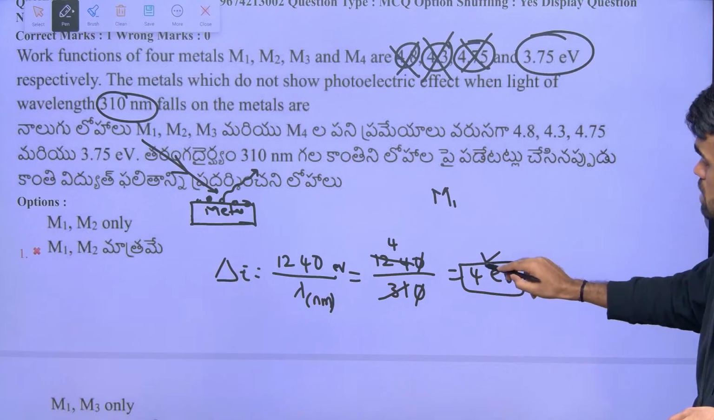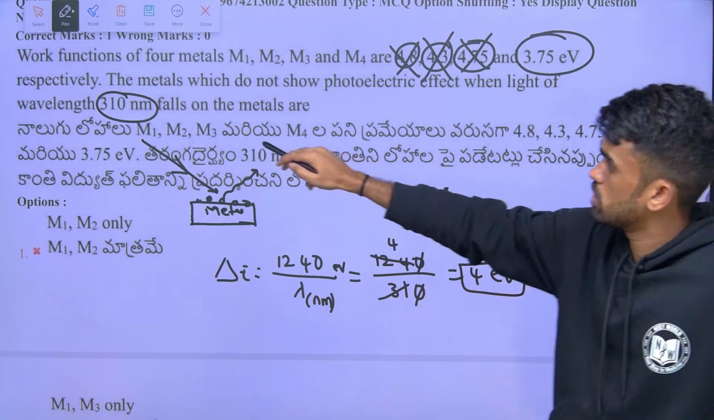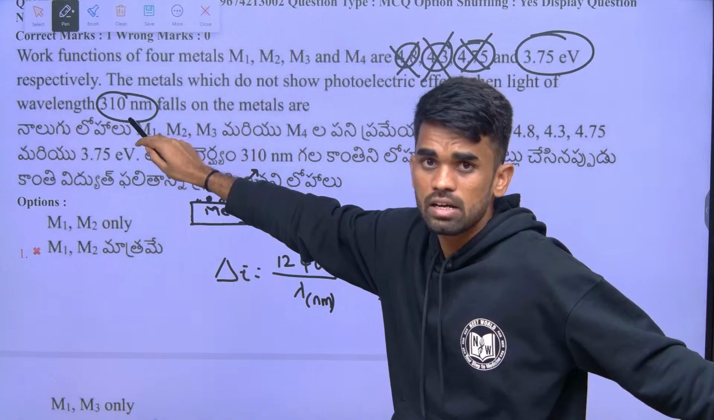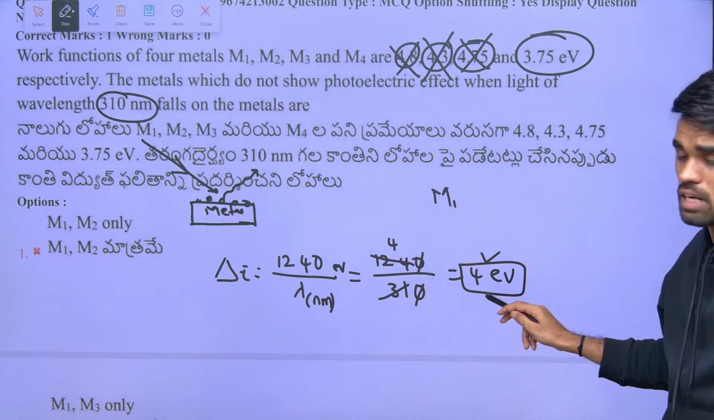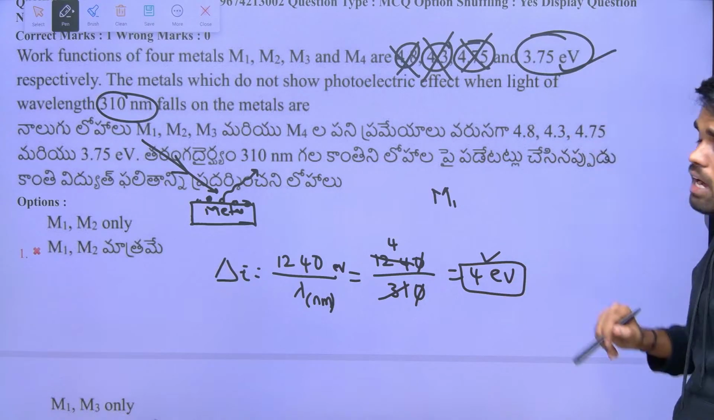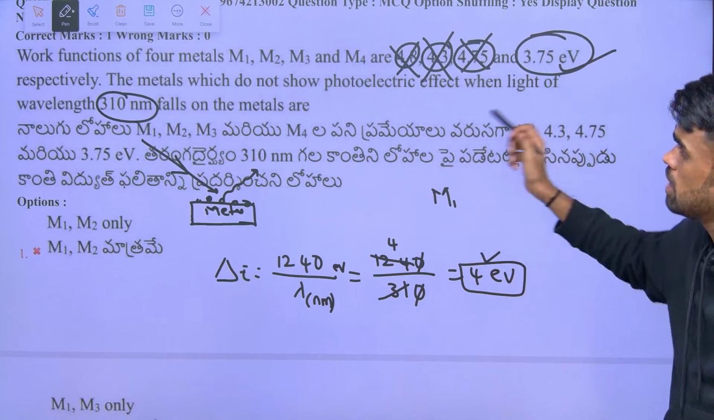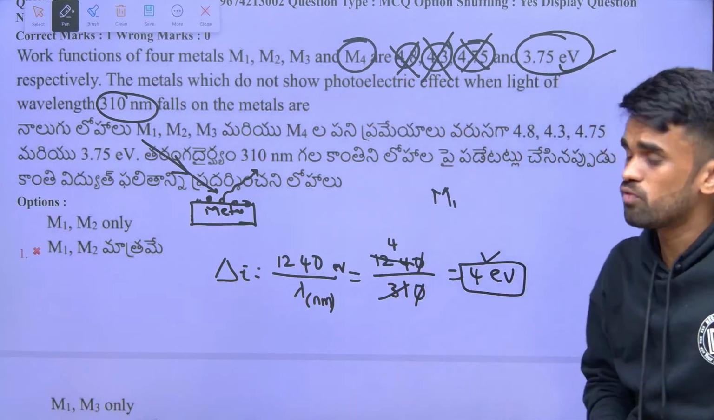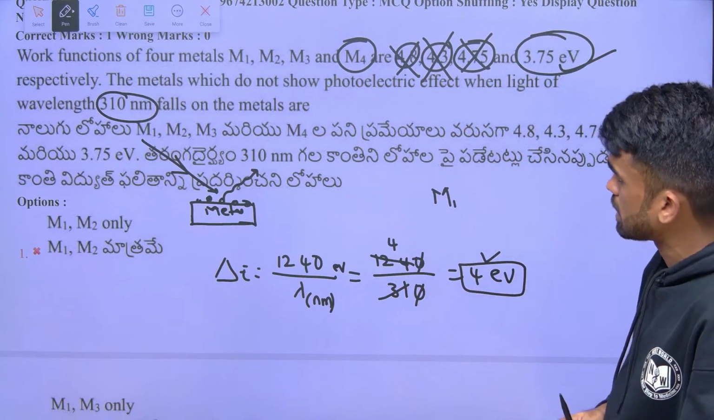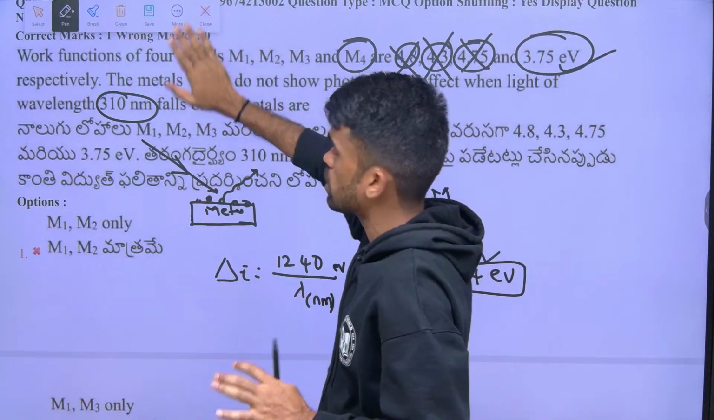See, the value is this 4 electron volt. So this 310 nanometers wavelength will be having 4 electron volts of energy, which is greater than the threshold energy or the work function of that particular metal. So which metal is showing it? M4 is the metal showing this photoelectric effect. Okay, so this is how you can do this question.